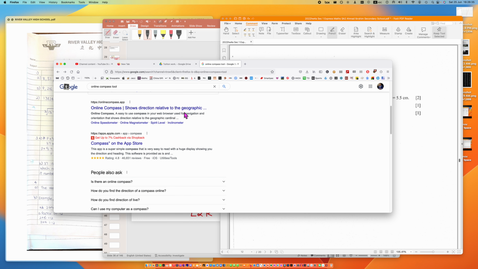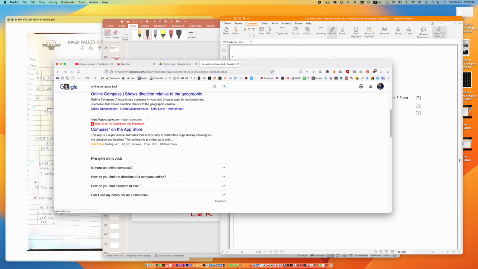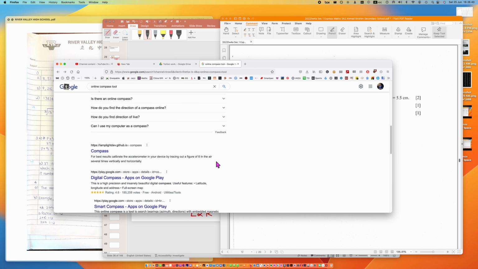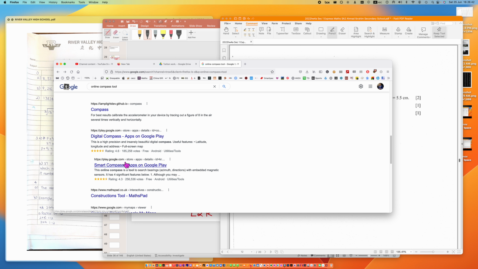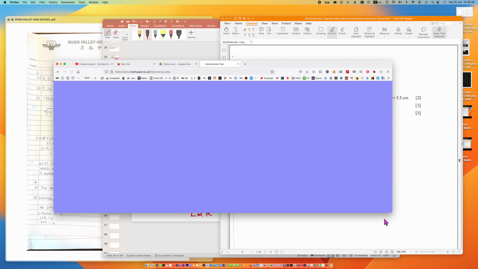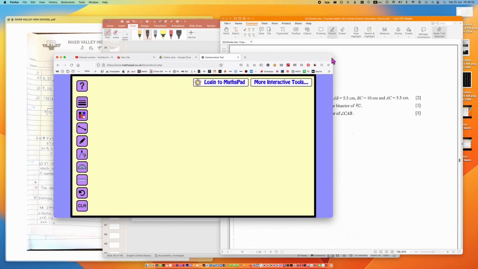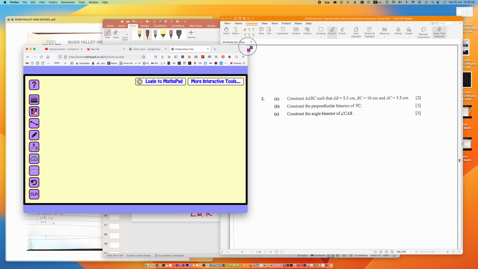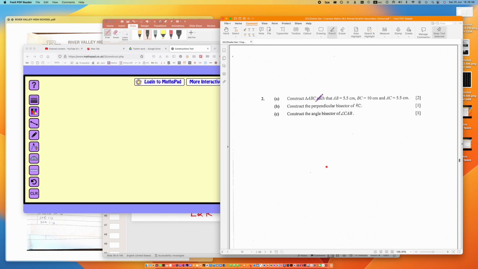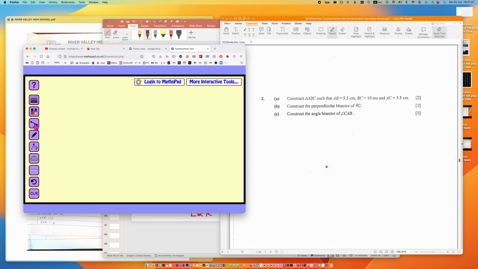Something is not right. Okay, I think this is the one. Yeah, I can do it here. Let me just put it aside. So over here it says construct triangle ABC such that AB is 5.5. So 5.5 is very easy, a straight line.